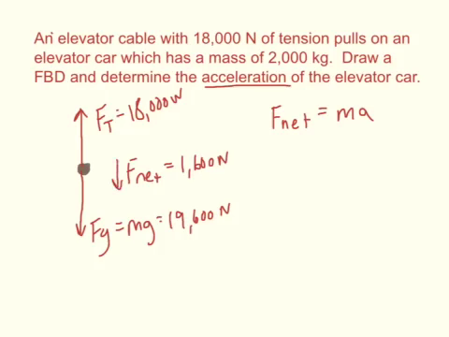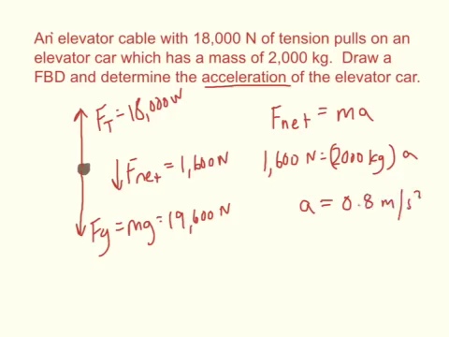Now we can use that in our equation, so 1,600 newtons equals mass. The elevator has a mass of 2,000 kilograms, and we use that to solve for the acceleration. So we do our math, 1,600 divided by 2,000 gives us an acceleration of 0.8 meters per second squared, and this elevator is actually accelerating down because, again, the force of gravity is larger than the tension.